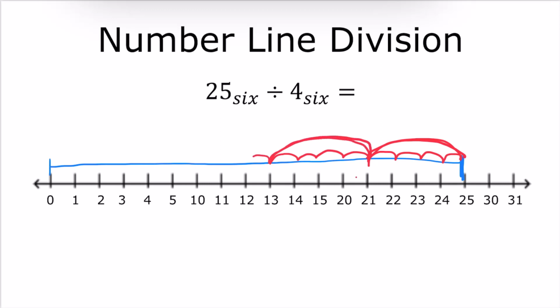Then I can go back 1, 2, 3, 4, that's another group of 4, and 1, 2, 3, 4, there's another group of 4. And so 2, 5 divided by 4 equals 4 remainder 1, because you have 4 groups of 4, and then you have 1 remainder that couldn't fit into either one of the groups.